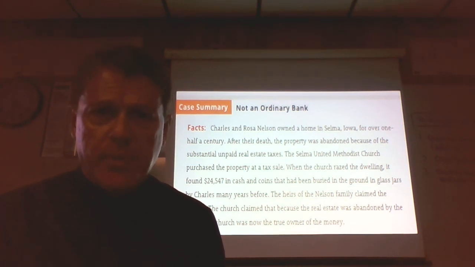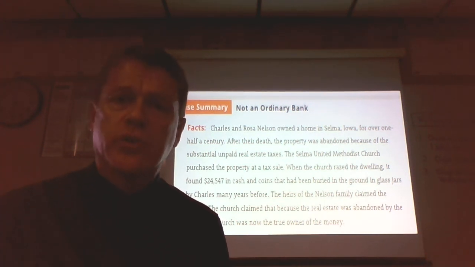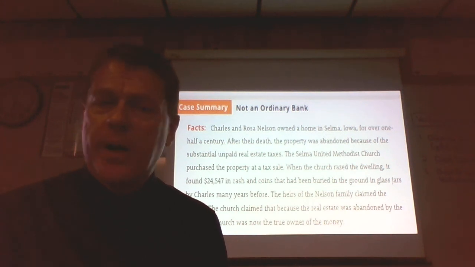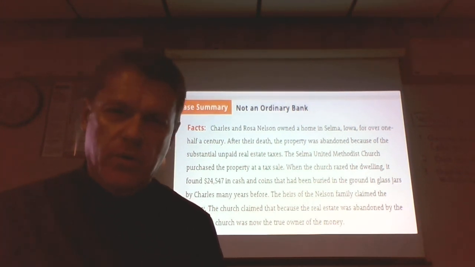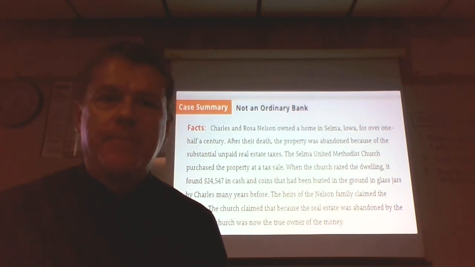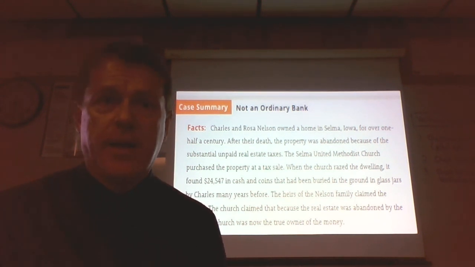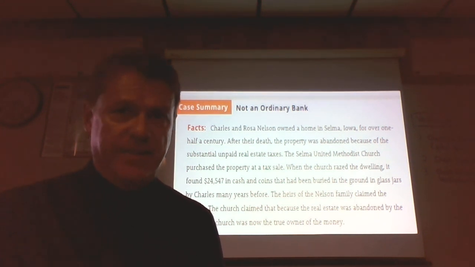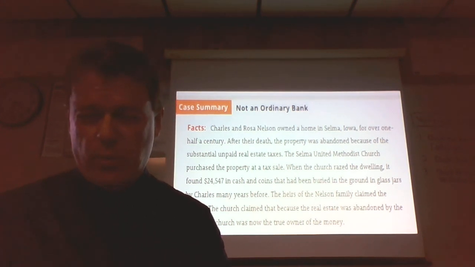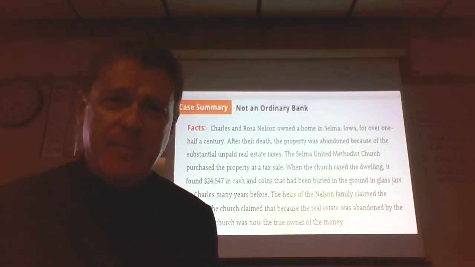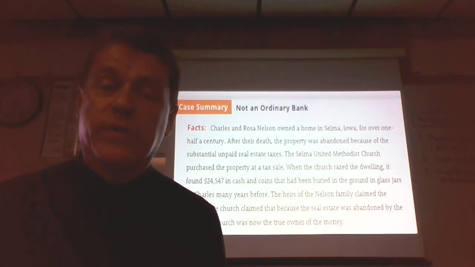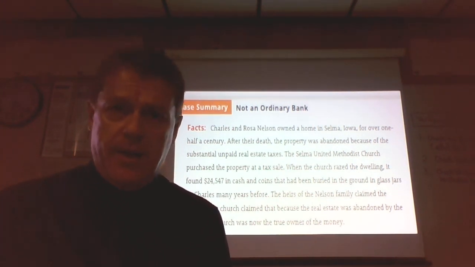And so the property went up for auction, and the local church purchased the land. They wanted the land, they didn't want the old house. So they tore the house down, and while the earth movers were doing their thing, they started discovering glass jars, and they realized they were stuffed full of cash. At the end of the day, they carefully went through all the ground, searching for more containers, and they found about $25,000 worth of cash and coins.